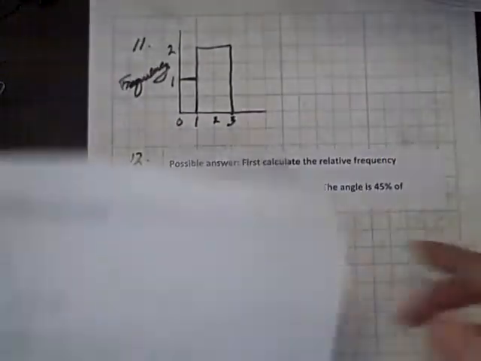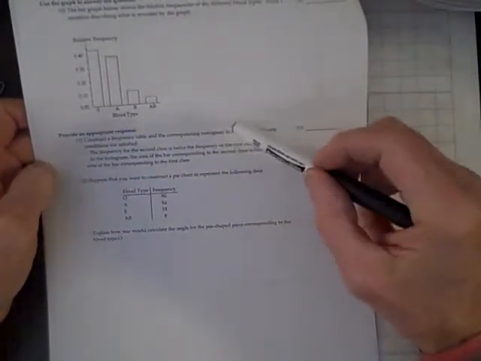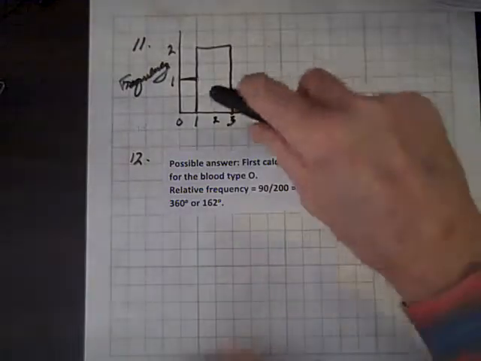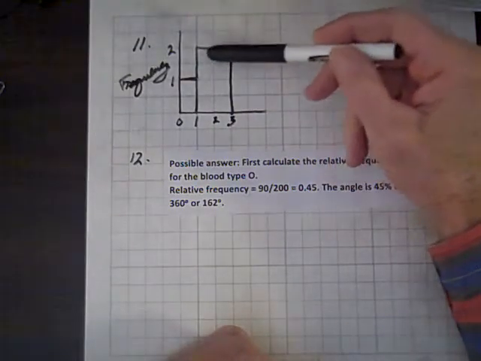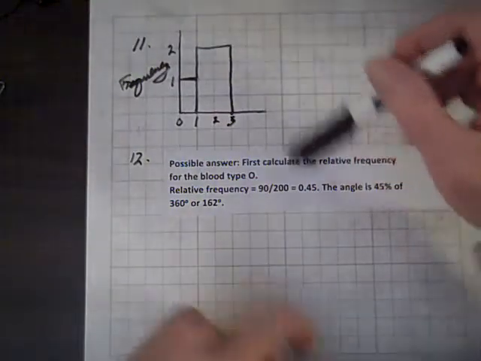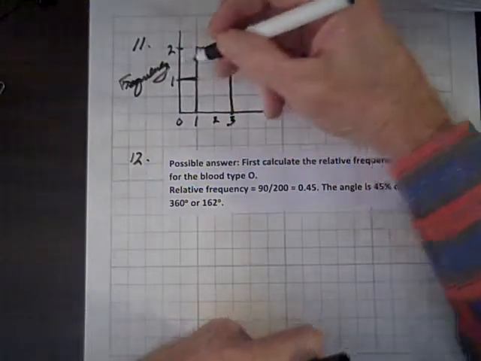Okay, for 11, here we go. It says to construct a frequency table and the corresponding histogram in which the following conditions are satisfied. The frequency for the second class is twice the frequency for the first. So I've got a frequency of 1 here and a frequency for the second class of 2.